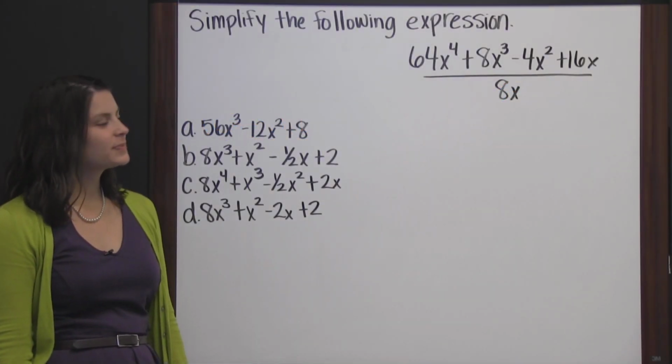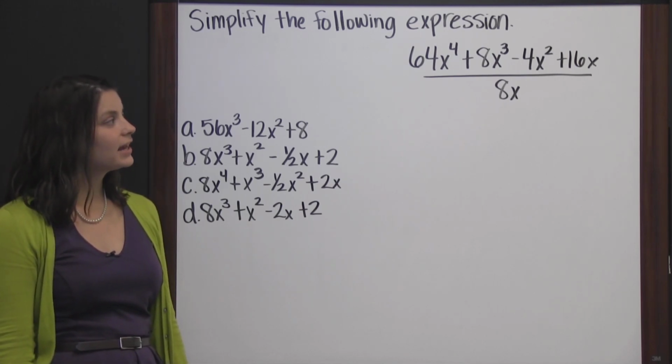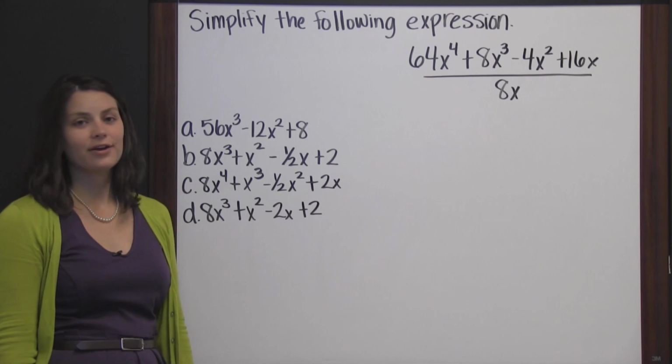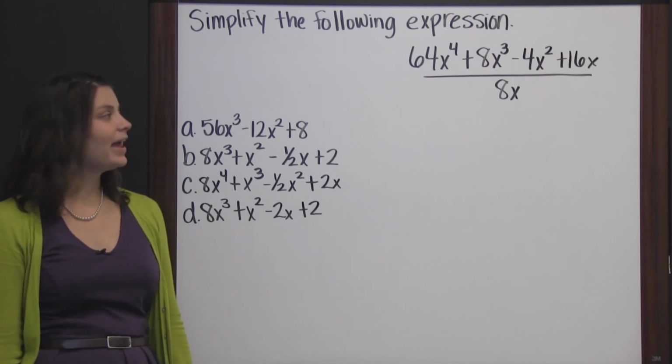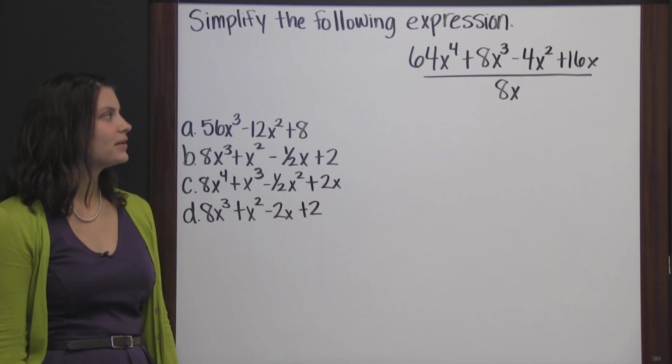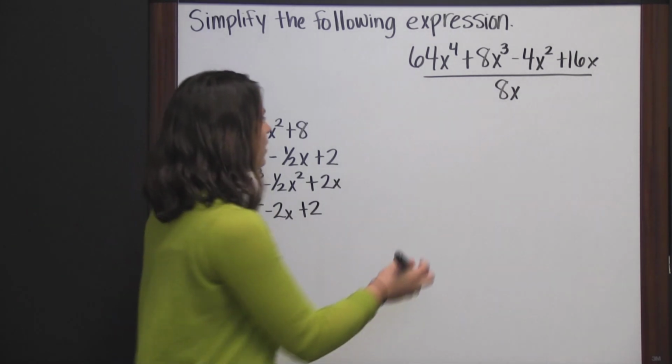Simplify the following expression: 64x to the fourth plus 8x cubed minus 4x squared plus 16x, all divided by 8x. So really what we have here is 4 separate fractions. I'm going to break this up.